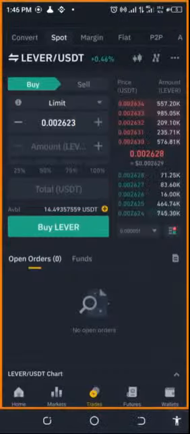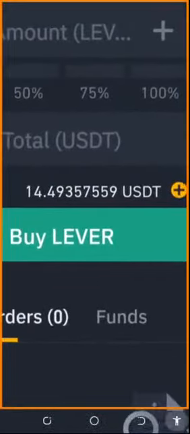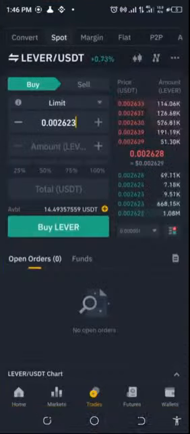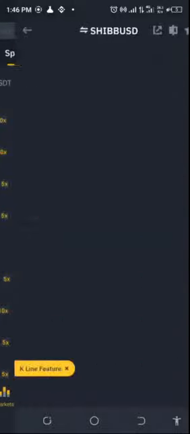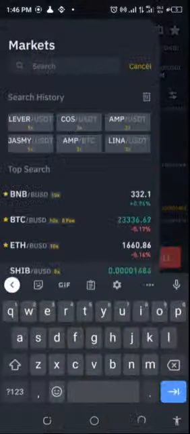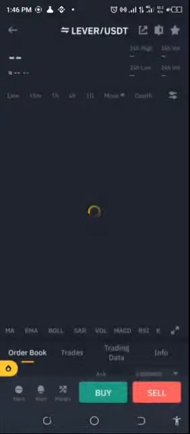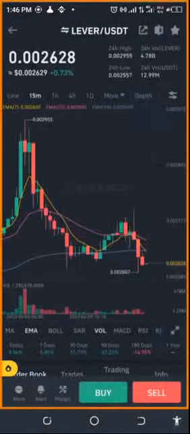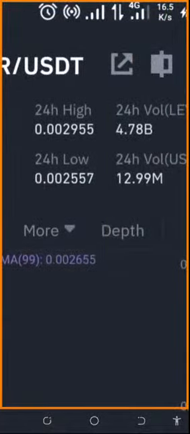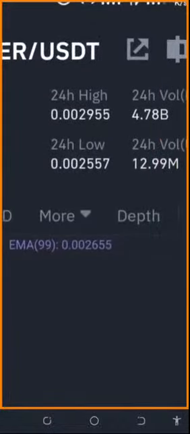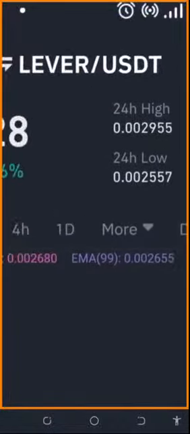So how much do we have here? We have 14.4935. Then what we're going to do is reduce this amount. Let's go back and check the high and low. Let's just choose any coin and then change it to lever USDT. What we have here, if you check very well, is 2628, but we're not going to buy it at that price. We're going to buy it at a lower price because the low is 2557.